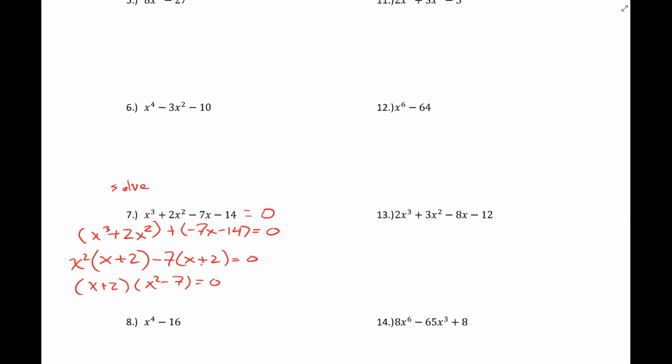Once I have my polynomial factored completely, I can apply the zero product property, just like we did for quadratics. And I can set each of those factors equal to zero and solve them separately. So for x plus 2 equal to zero, I'll just subtract 2 from both sides, and I'm done.